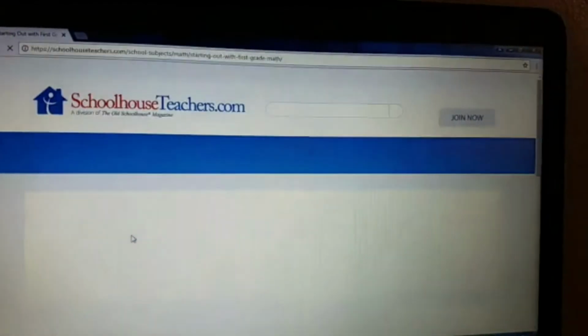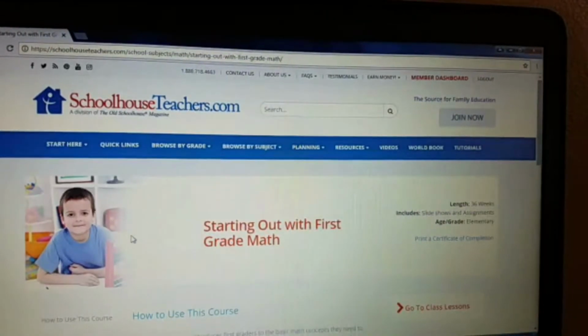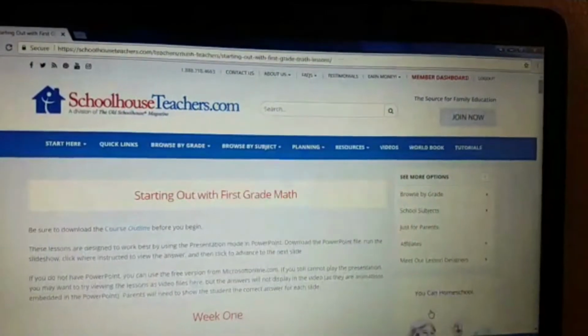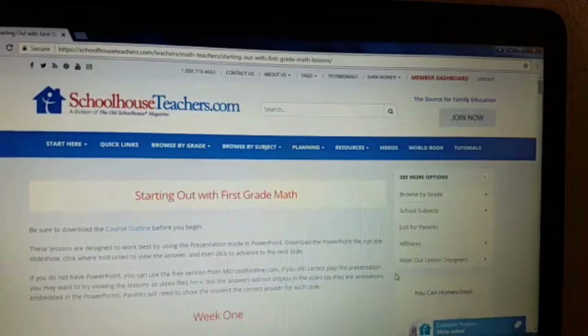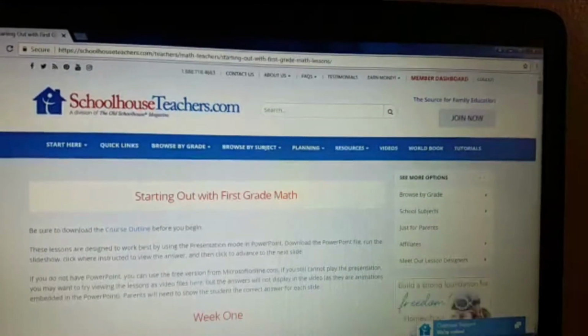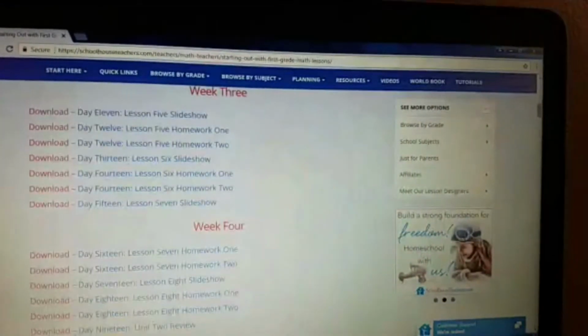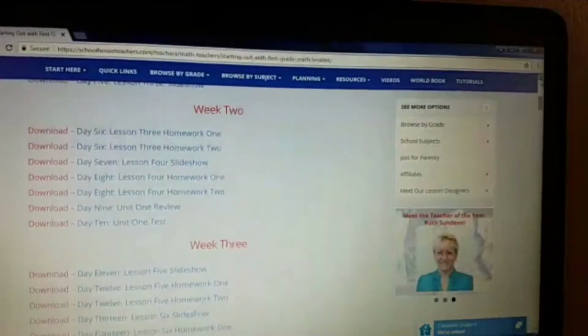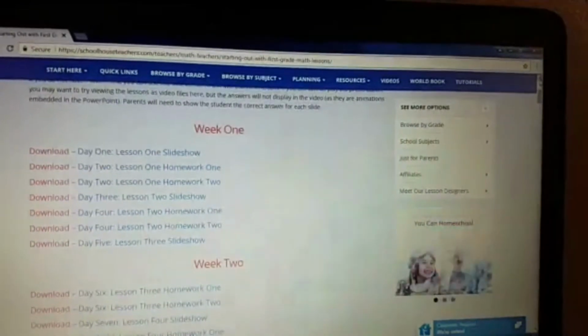They also have some of the Cuisenaire rods for kinesthetic learners and stuff like that. I'm going to go to lessons. And it gives you an outline, and this one is a very interesting class because it's not worksheets necessarily. It is a slideshow. So it's kind of like a video if you're looking for something like that. Lesson 1 slideshow. Let's look at it.